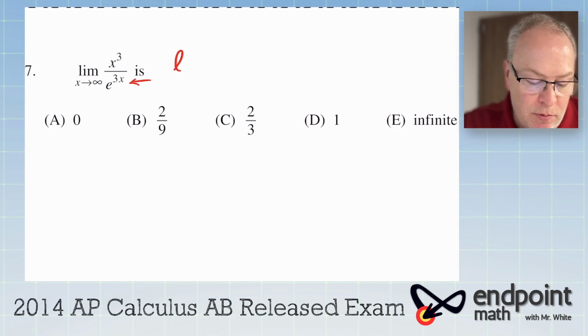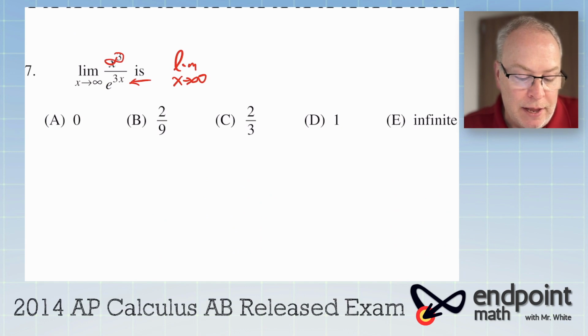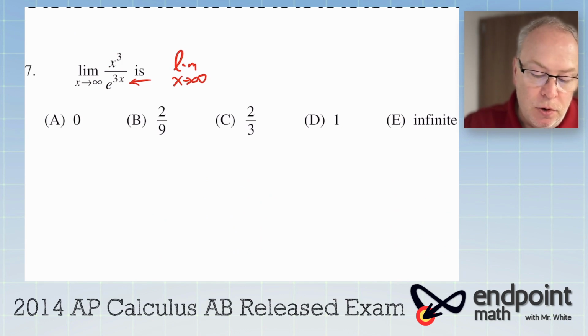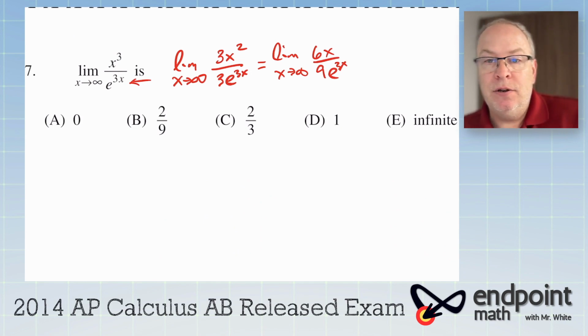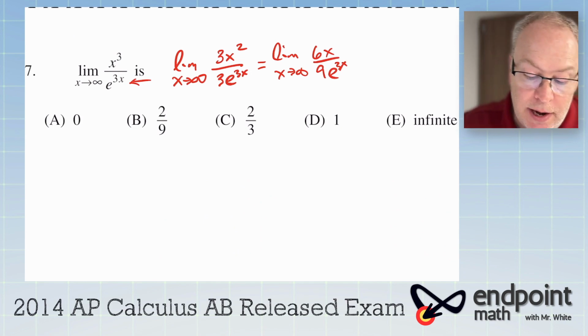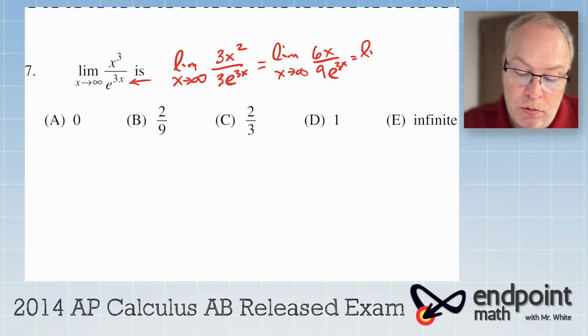L'Hopital's rule says that we can do the derivative of the top and bottom. By the way, because this is infinity over infinity, we're allowed to do L'Hopital's rule. So the indeterminate form, 3x squared over 3e to the 3x, and then we could do it again, equals the limit as x goes to infinity of 6x over 9e to the 3x. I consider this to be kind of wasting time, but that's all right. I want to show you the full solution here.